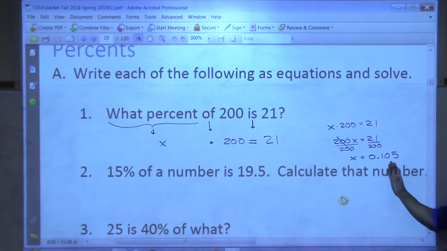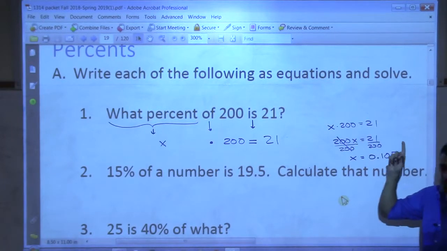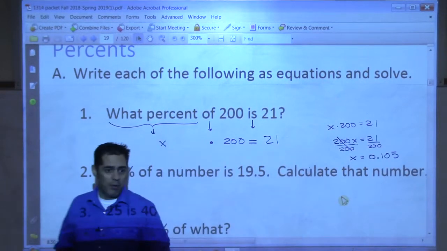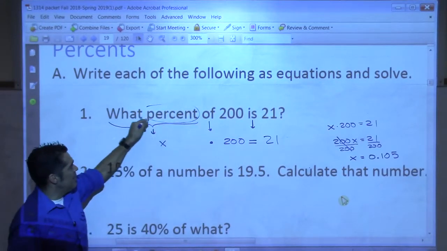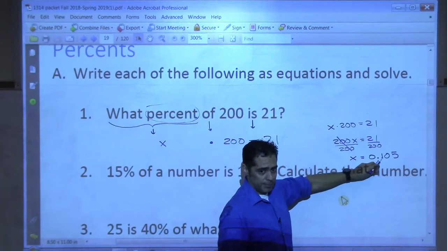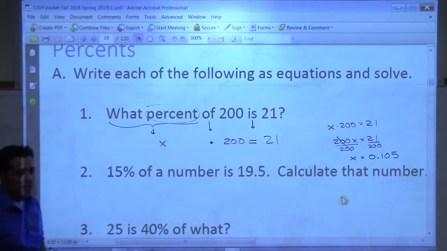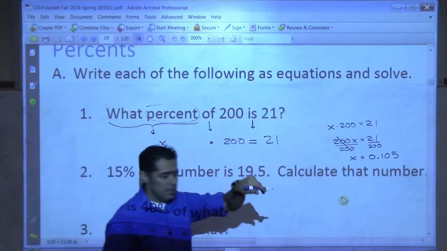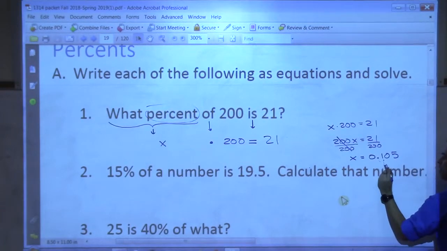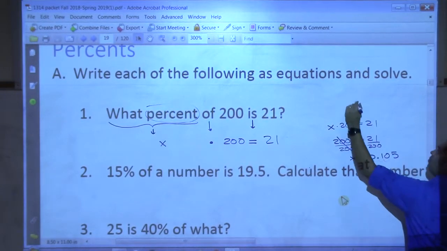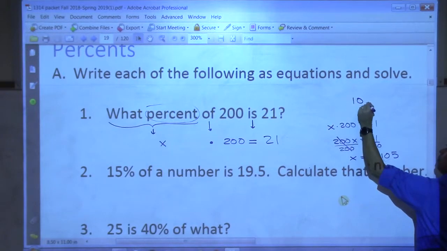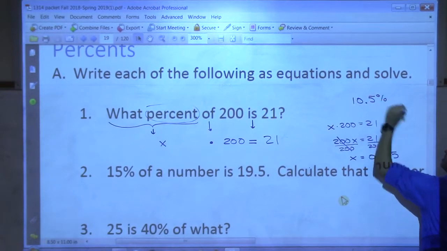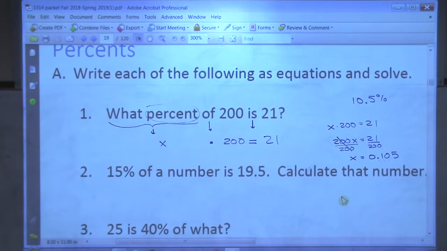Now that answer, any questions up to this point? That answer is correct, but it is not the correct answer to the problem, because the problem is asking for a what? A percent, right? And we have a decimal. We have to convert that to a percentage now. How do we convert that decimal to a percent? Move the decimal point 2 places to the right. So if I imagine moving this over 2 places to the right, I get what? 10.5%.